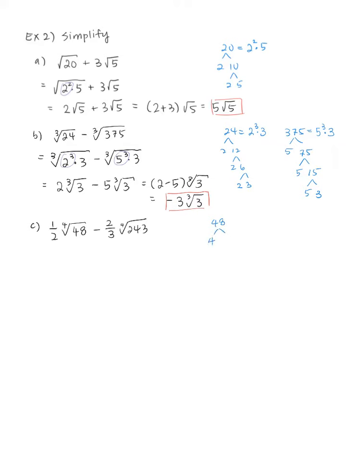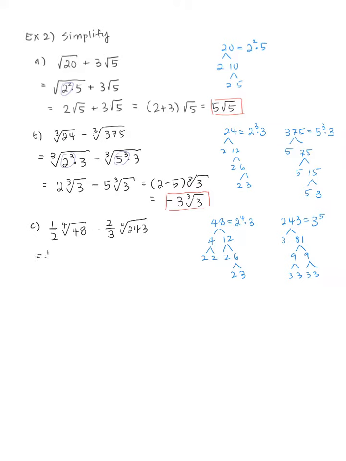So this is 4 times 12, 2 times 6, 2 and a 3. So 48 is 2 to the 4th times 3. Now let's go with the 243. Does 3 go in? Yep, 3 goes in. So this is going to be 81. 9 times 9, 3 times 3, and then 3 times 3. So it looks like 243 is 3 to the, what do we got? 1, 2, 3, 4, 5. 3 to the 5th.